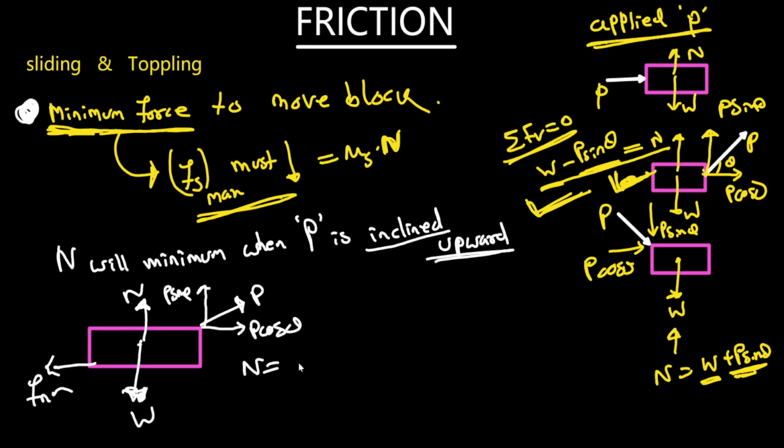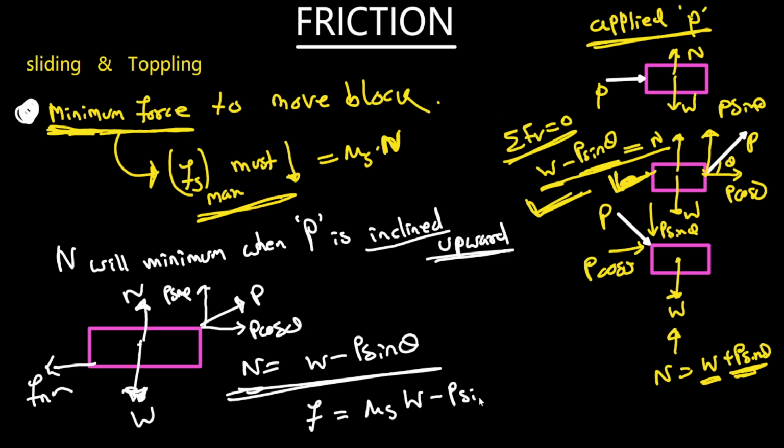So N is equal to how much? N is equal to W minus P sin theta. Okay, this is the normal reaction. If you apply net force in horizontal direction equal to 0, the friction force is equal to mu s into N, where N is equal to W minus P sin theta. The frictional force is equal to P cos theta if the block is in equilibrium. So I'll write P cos theta, and P sin theta to the other side, so P cos theta plus mu s P sin theta is equal to mu s into W.